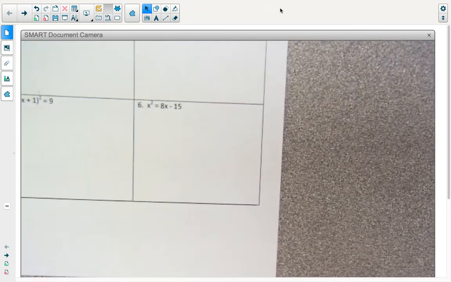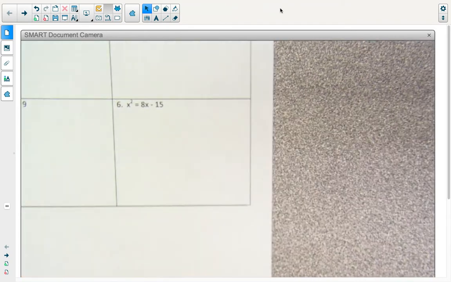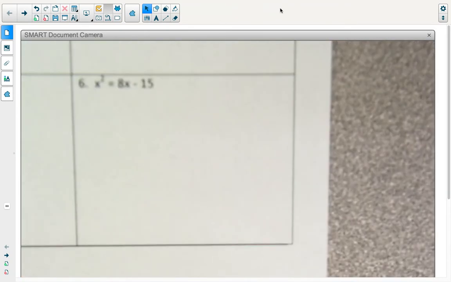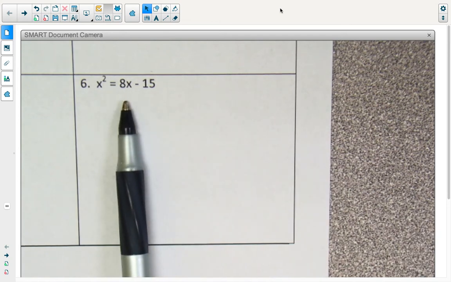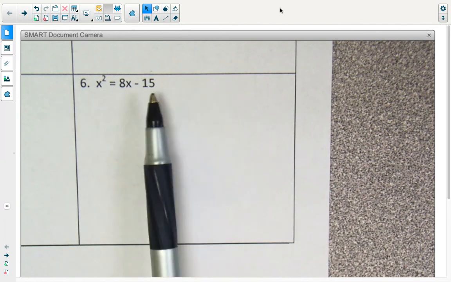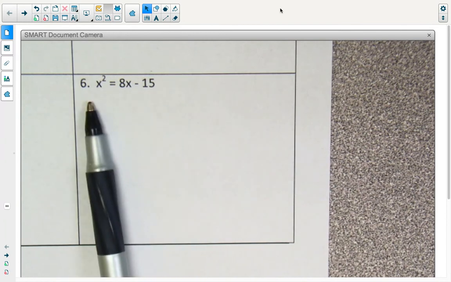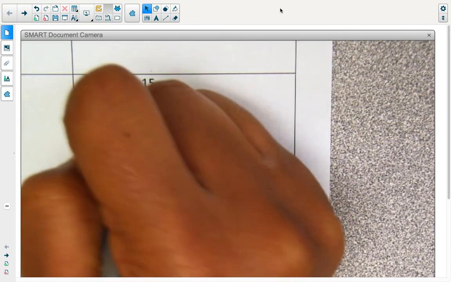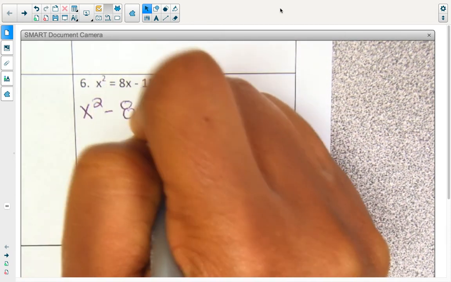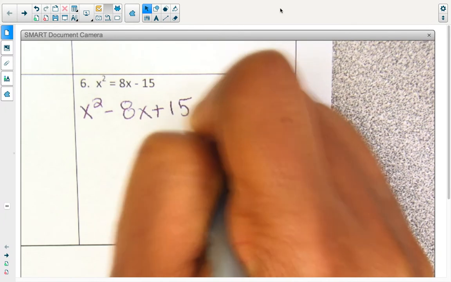So I'm going to jump around. I'm down here on another page. And we're going to solve this equation by factoring. I need to make sure that it equals 0. So I'm going to do 2 steps in one. This is positive 8x. I'm going to subtract 8x. This is negative 15. I'm going to add 15. I'm going to move everything to one side. So x squared minus 8x plus 15 equals 0.